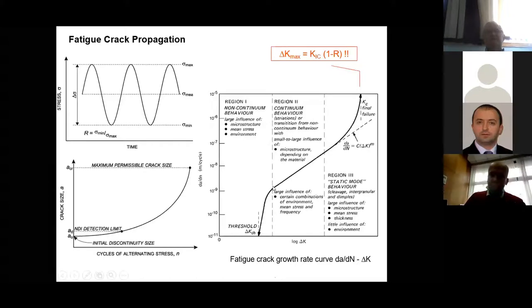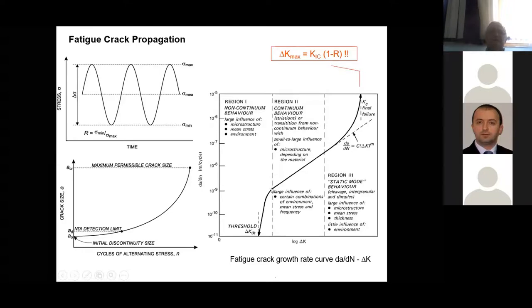introduced the equation which follows this linear correlation between fatigue crack growth rate and delta K. The coordinates are in logarithm, that's not important. Delta K, which is the range of stress intensity factor, will be defined in the next slide, but it follows the stress range. So the whole curve describes three regions.